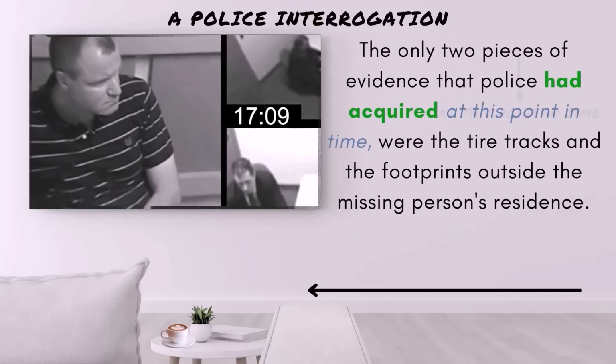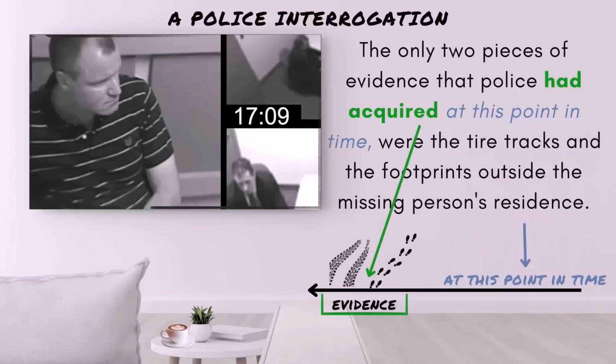At this point in time is a past time. Before this, the police had acquired tire tracks and footprints as evidence.